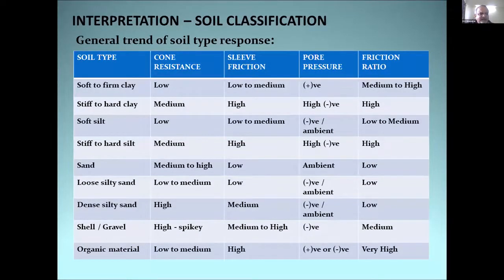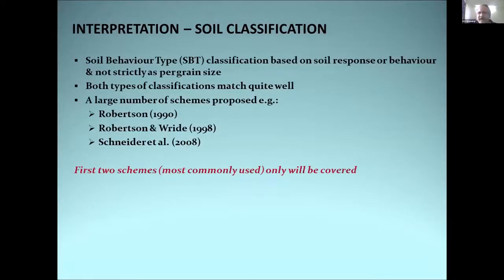As we saw, different soils respond to the cone penetration differently. So here is the general trend of soil type response to penetration. You can see, for example, soft to firm clay: the cone resistance is low, sleeve friction low to medium, and pore pressure is always positive. Similarly, for dense sand, the cone resistance is very high, sleeve friction is medium to high, and pore pressure may be ambient or somewhat negative. And this has allowed researchers to come out with what is called a soil behavior type classification. But our experience shows that the grain size based classification and the SBT classification both match quite well.